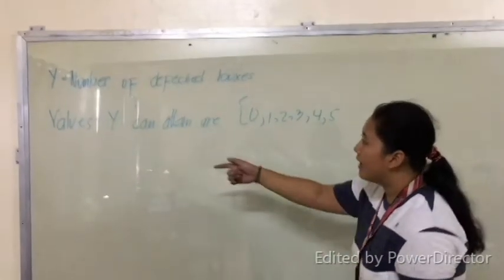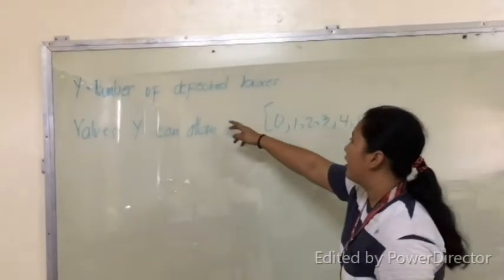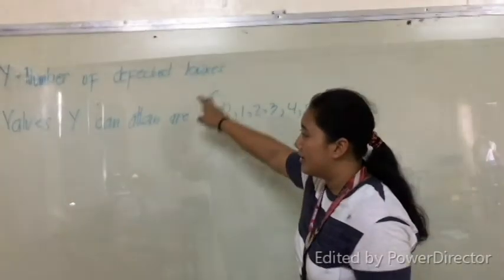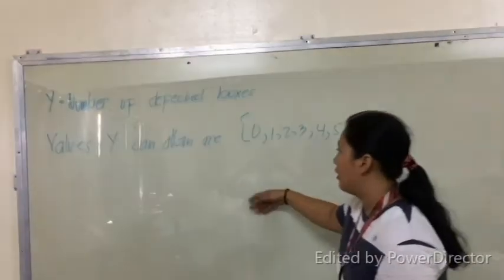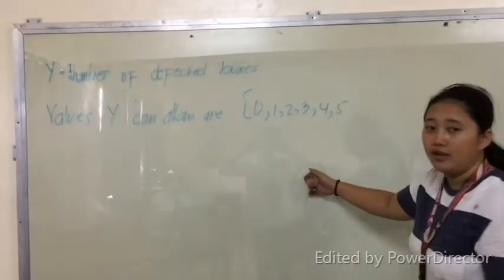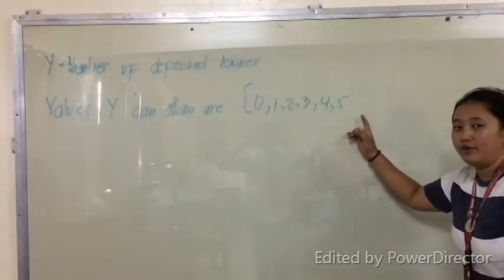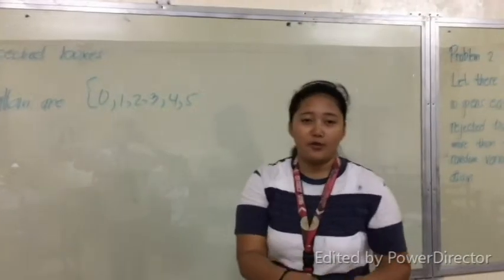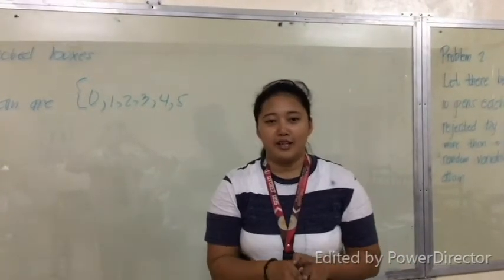y equals number of defective boxes. Values y can attain are 0, 1, 2, 3, 4, and 5. So that is all for my discussion. Thank you.